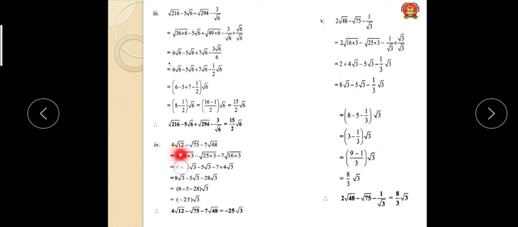Similarly, 4 root 12 minus root 75 minus 7 root 48. This is very simple, so in this way you can solve it. Here also it is the same. Whenever I say, the simplest method to simplify these surd questions is that when the denominator has a surd, rationalize the denominator, and you will get the answer in very easy steps. So all these 3 questions you have to write in your notebook.